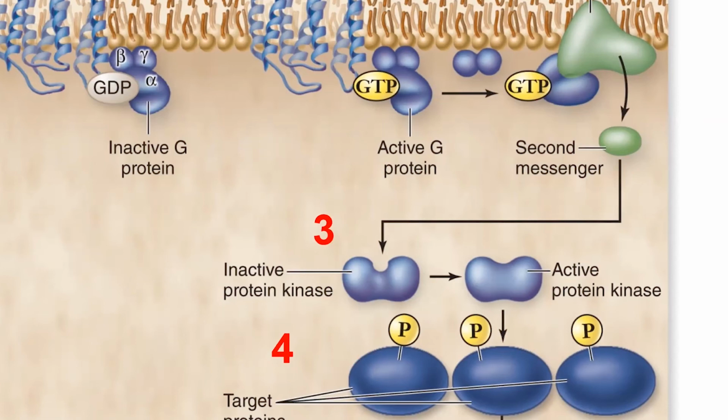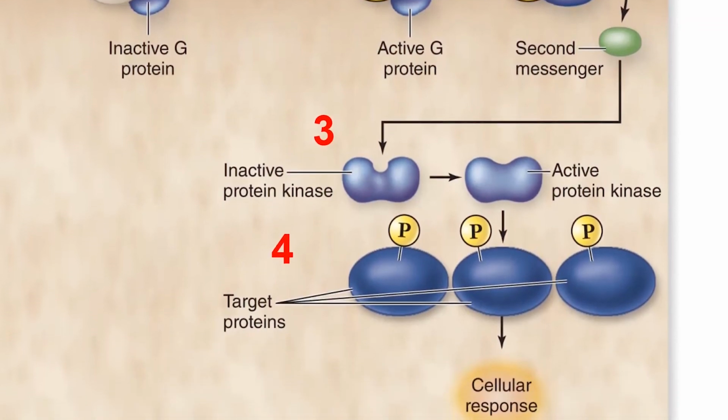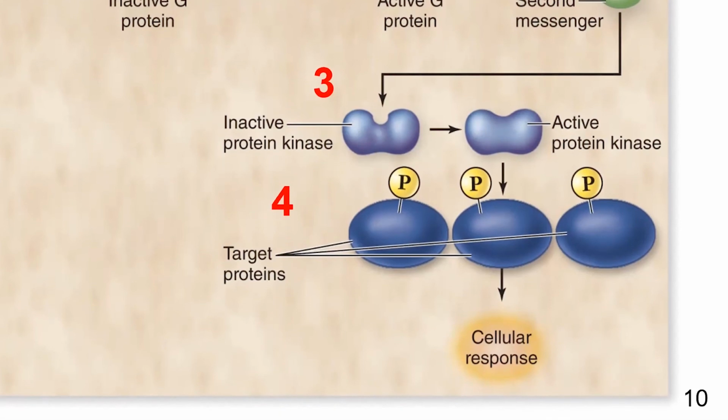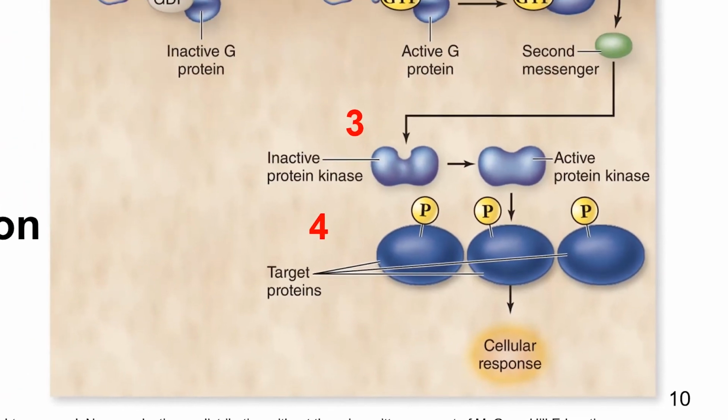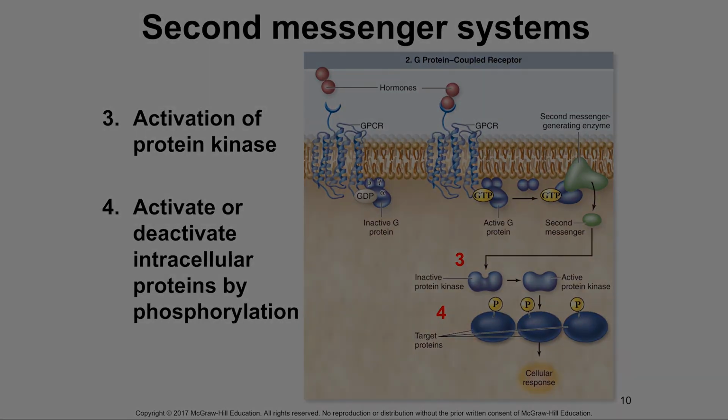And that protein kinase, in turn, phosphorylates an additional intracellular protein. That phosphorylation is going to either activate or deactivate the function of that intracellular protein, and this will result in the cellular response. And so, like I said, this was just a generic kind of example of the potential moving parts in a GPCR second messenger system. We'll probably take a look at a slightly more specific example in the next lecture.